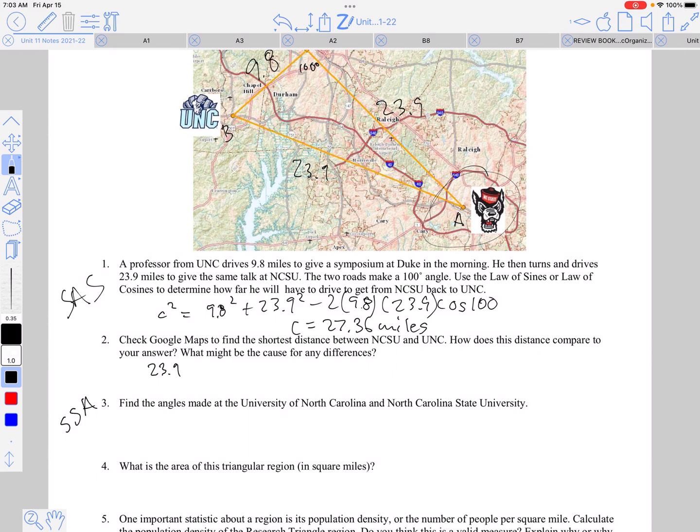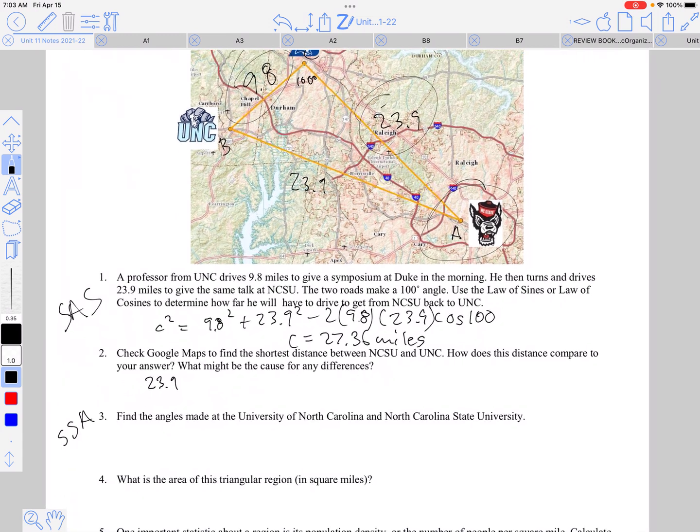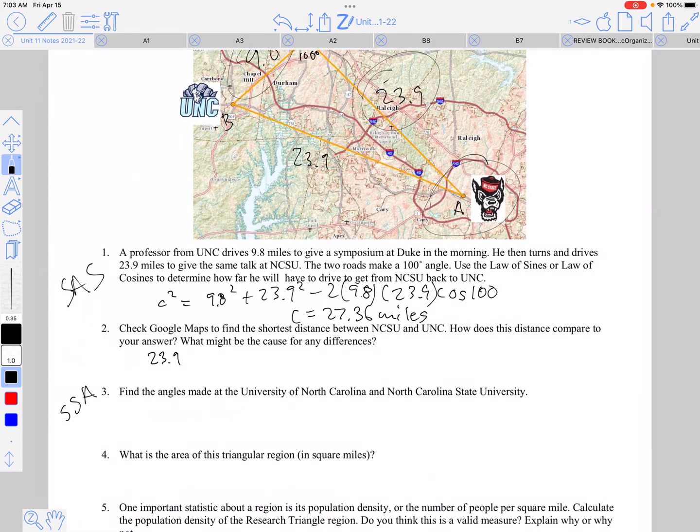use law of sines. But because I have a side, side, and an angle, side, side, angle, I can do this. So I'm going to do sine of A divided by 9.8, law of sines, equals sine of 100 divided by 27.36. Put that in my calculator, get A alone. I'm going to have to use inverse sine, if you remember. That's going to give me 20.7 degrees.